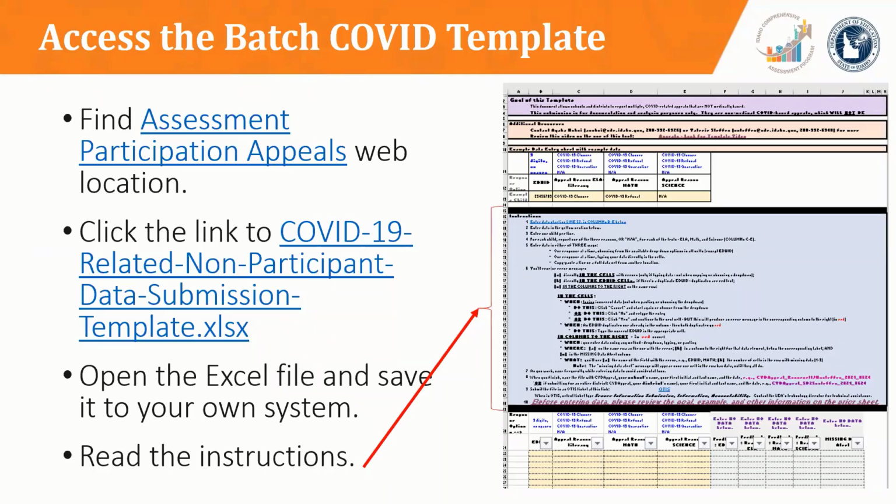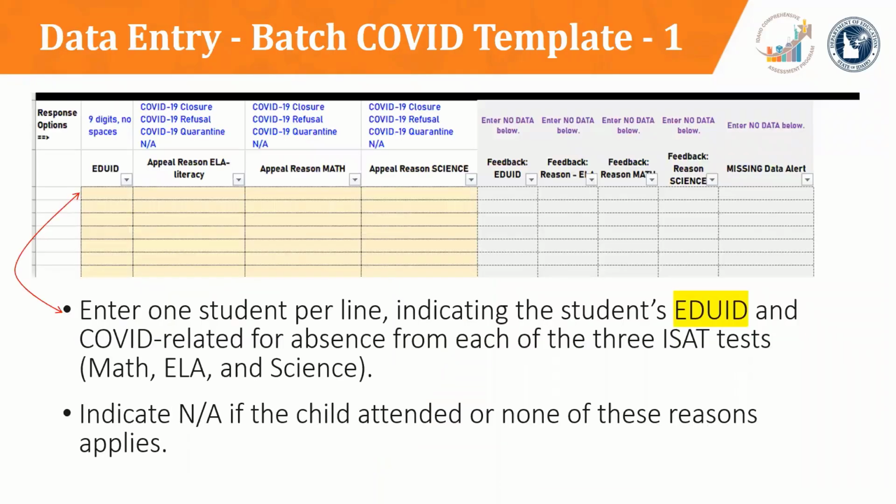First, go to the participation appeals application and click on open the Excel template. Save the template on your system and read the instructions. You then enter data in the yellow section. You need to enter 1 child per line. For each child, report one of the 3 COVID-19 related non-participation reasons discussed earlier, or an A for each of the tests, ELA, math, and science.